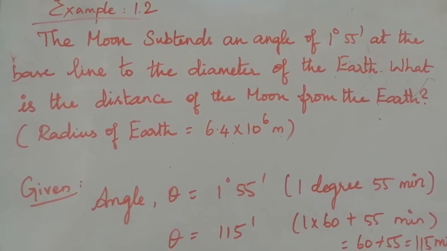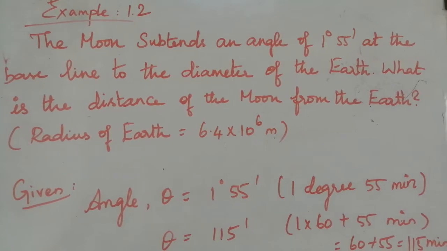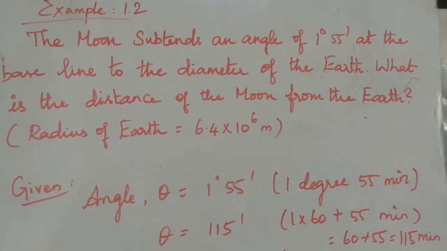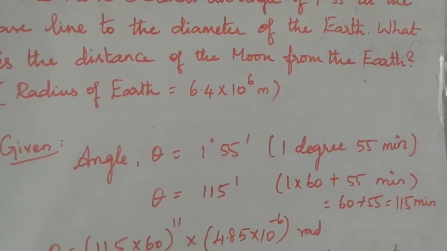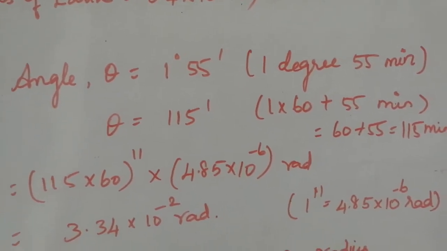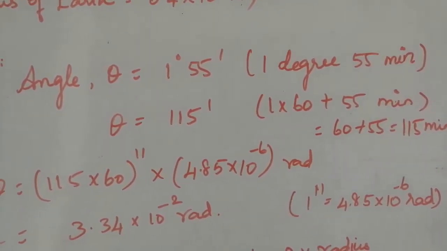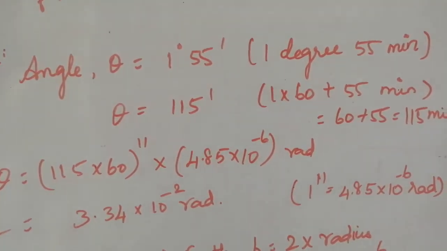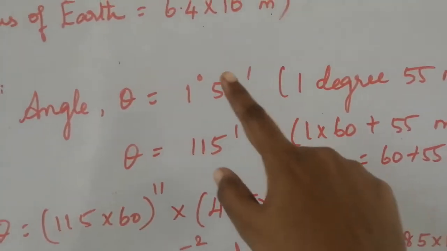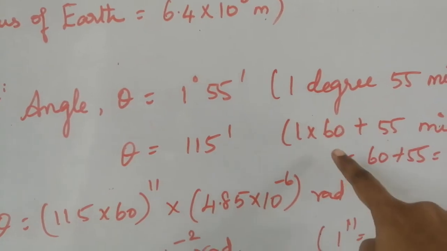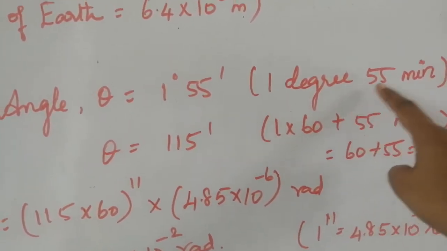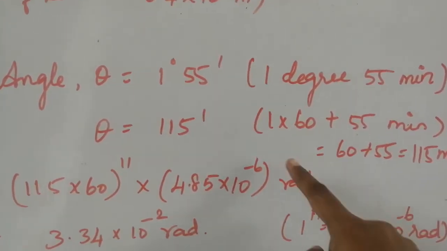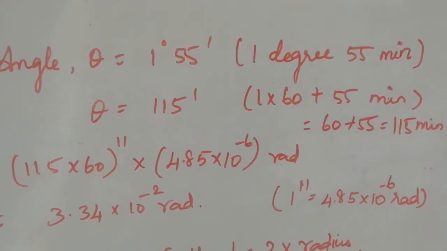What is it they have given? Angle theta of the moon from the earth is found to be 1 degree 55 minutes. So I have to convert the entire term into only minutes. For that, 1 degree is equal to 60 minutes. So I have 1 degree 55 minutes, isn't it? 1 degree I am converting into minutes: 1 × 60 plus this 55 minutes. So on the whole, 1 degree 55 minutes is equal to 60 plus 55, that is 115 minutes.